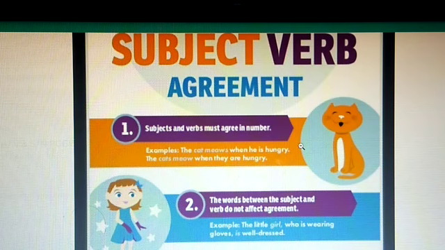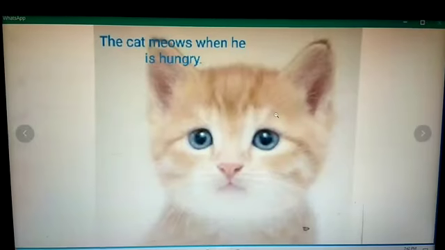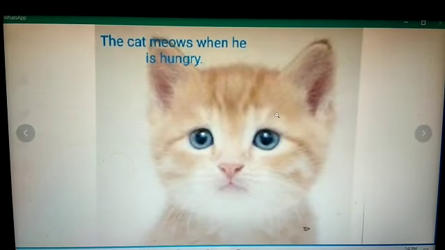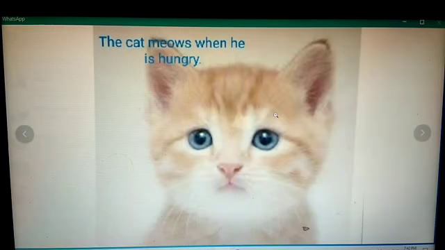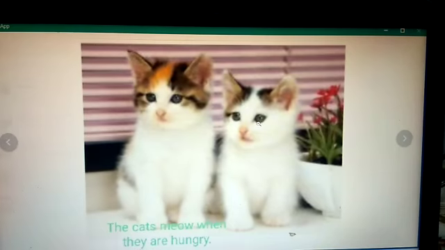So see the example. The cat mews when he is hungry. One cat means mews. The cats, many cats, mew when they are hungry. The singular noun will take up a singular verb. The cats mew when they are hungry. So plural nouns take up a plural verb.